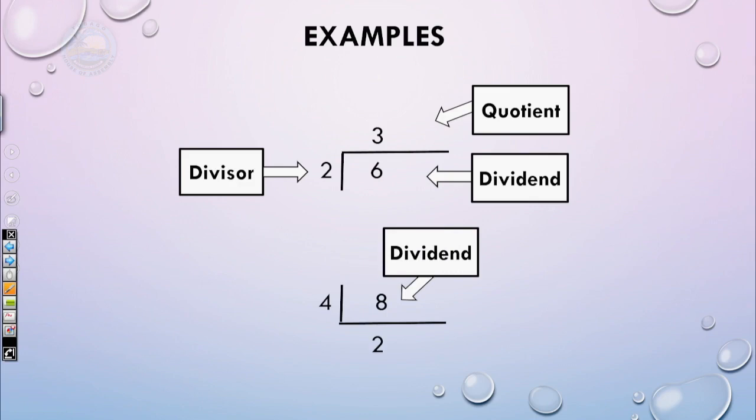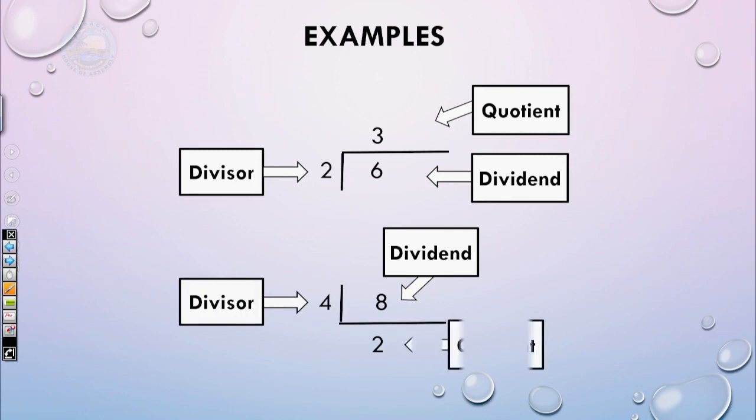So 8 here is your dividend, because 8 is the number that is being divided by your divisor, which is 4. And your quotient here, as you will recognize, is 2. That's your answer.